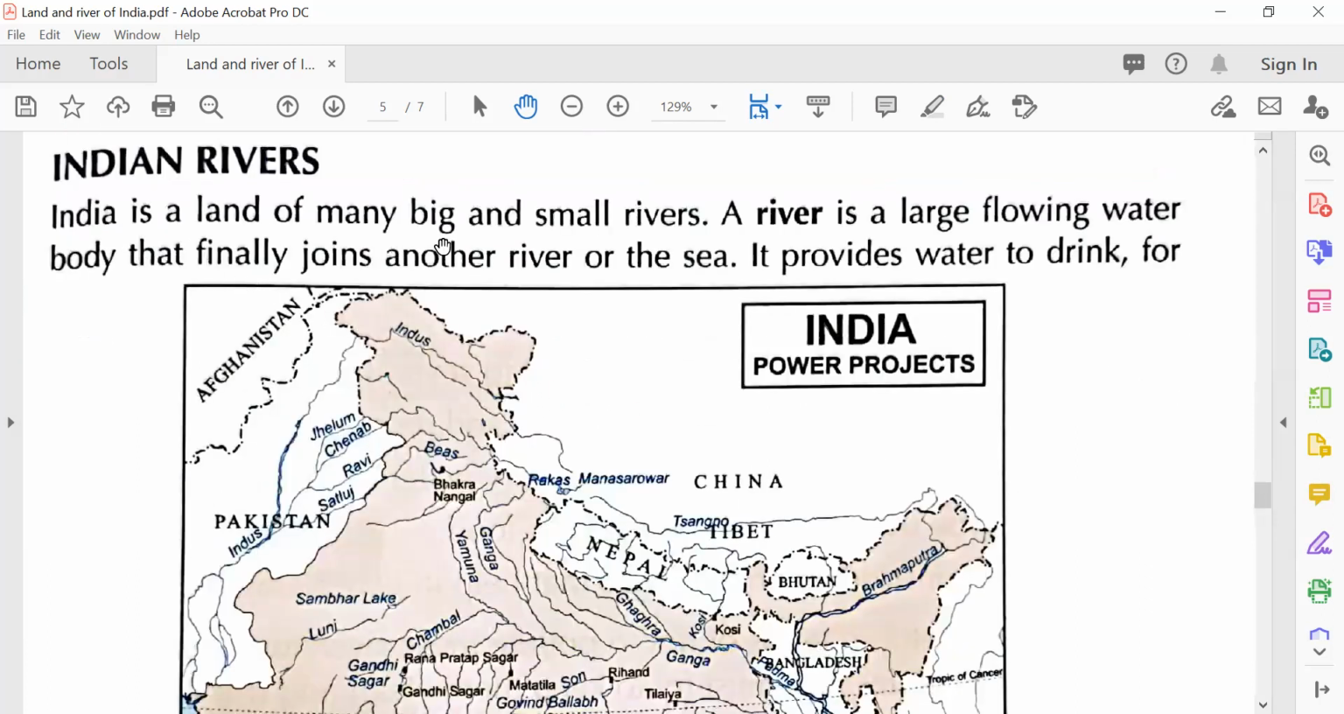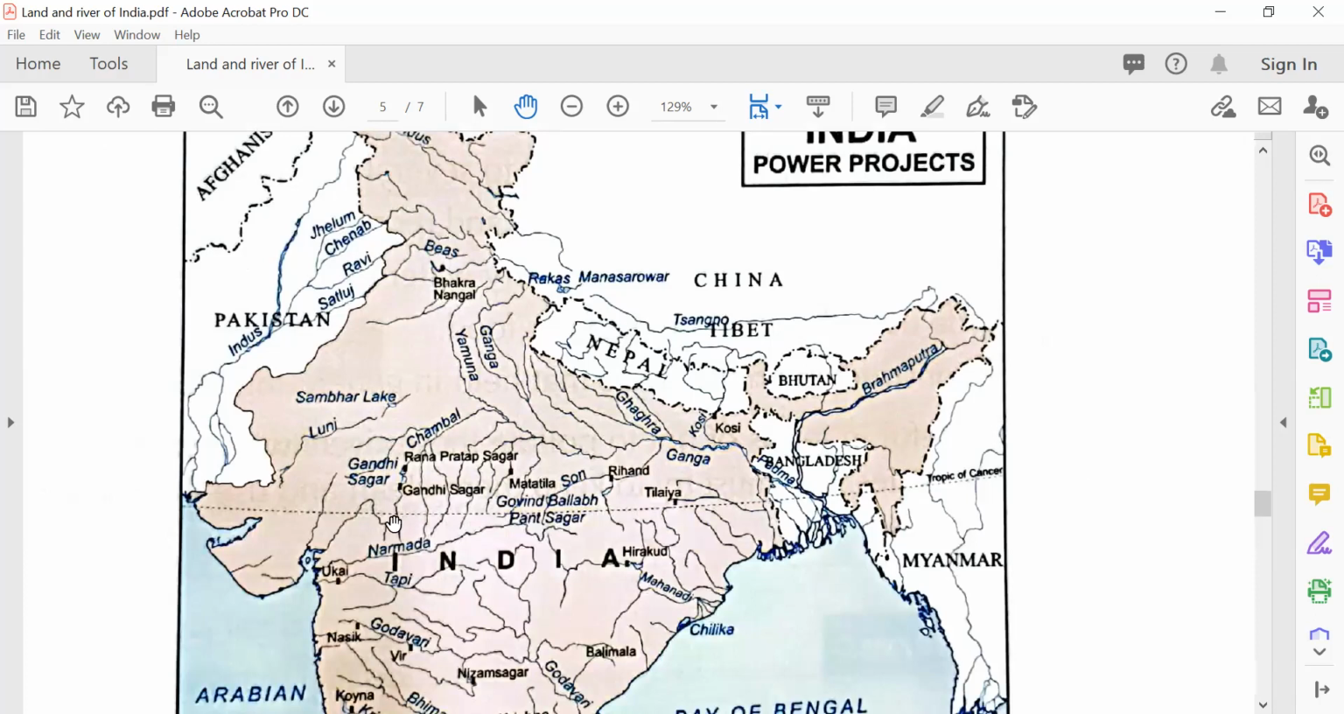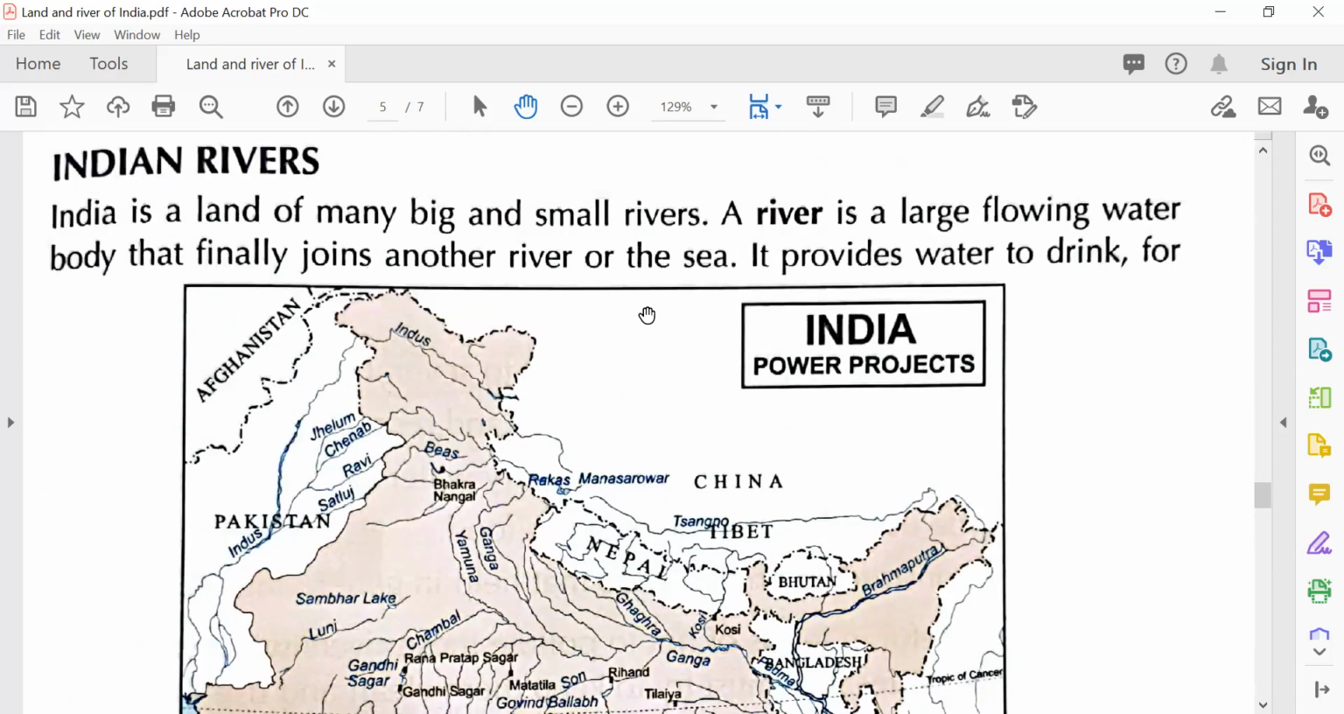India is a land of many big and small rivers. A river is a large flowing water body that finally joins another river or the sea. So what is a river? If they ask you what is a river, what will you say? A river is a large flowing water body that finally joins another river or the sea. And it provides water to drink. So the water of the river is drinkable water. You can take the water from the river and drink, unlike the water of the sea.